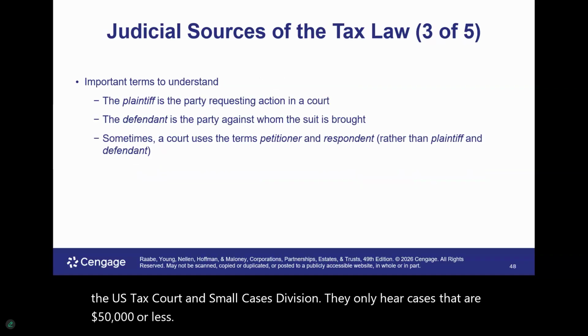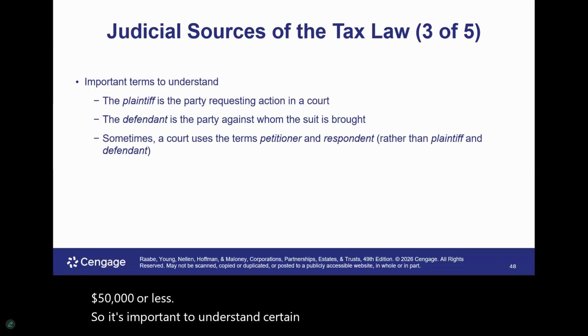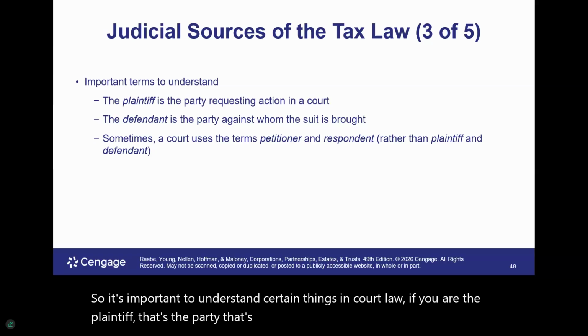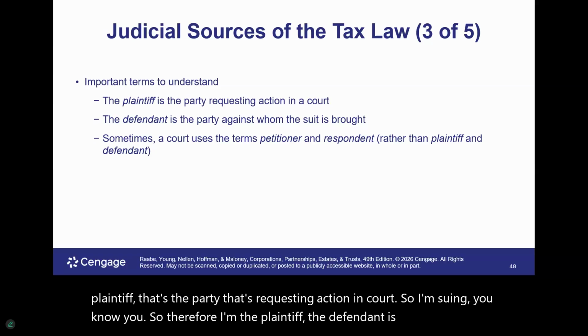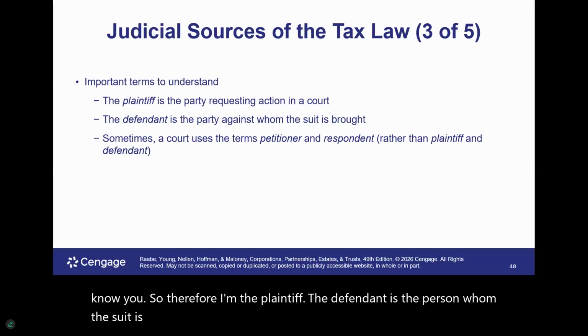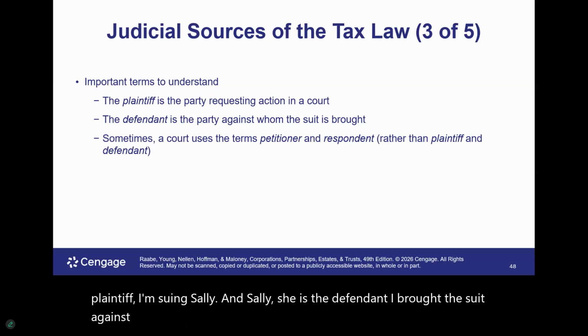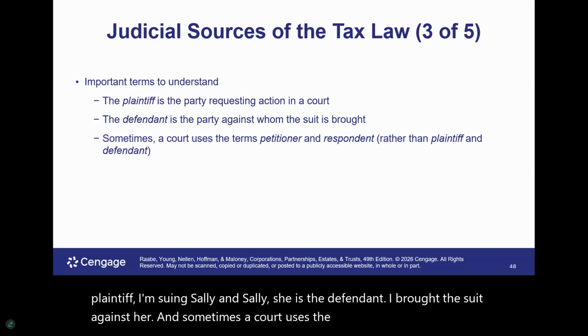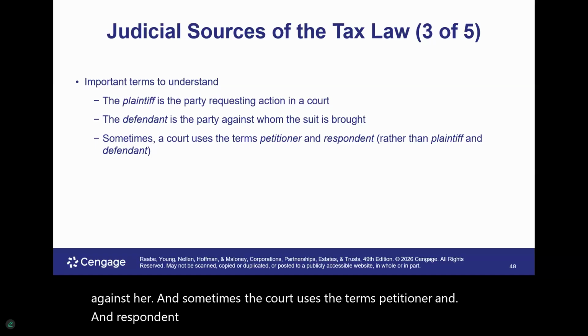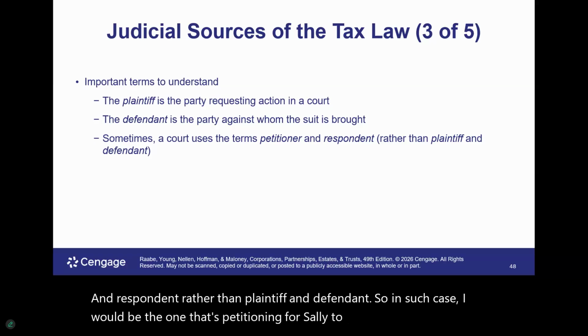So it's important to understand certain things in court law. If you are the plaintiff, that's the party that's requesting action in court. So I'm suing you, therefore I'm the plaintiff. The defendant is the person whom the suit is brought against. So let's say I'm suing Sally, right? I am the plaintiff. I'm suing Sally, and Sally is the defendant. I brought the suit against her. And sometimes a court uses the terms petitioner and respondent rather than plaintiff and defendant. So in such case, I would be the one that's petitioning for Sally to come to court. She is the respondent.